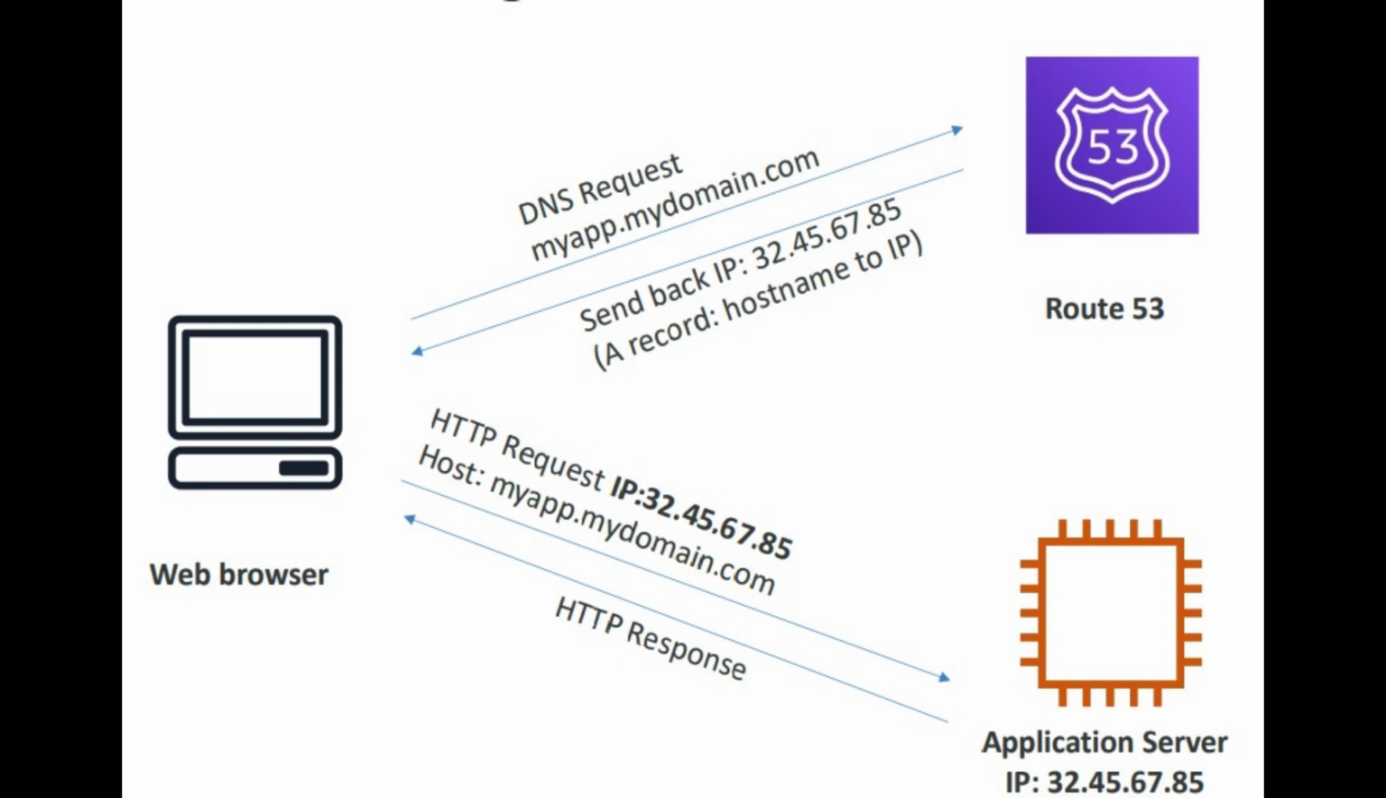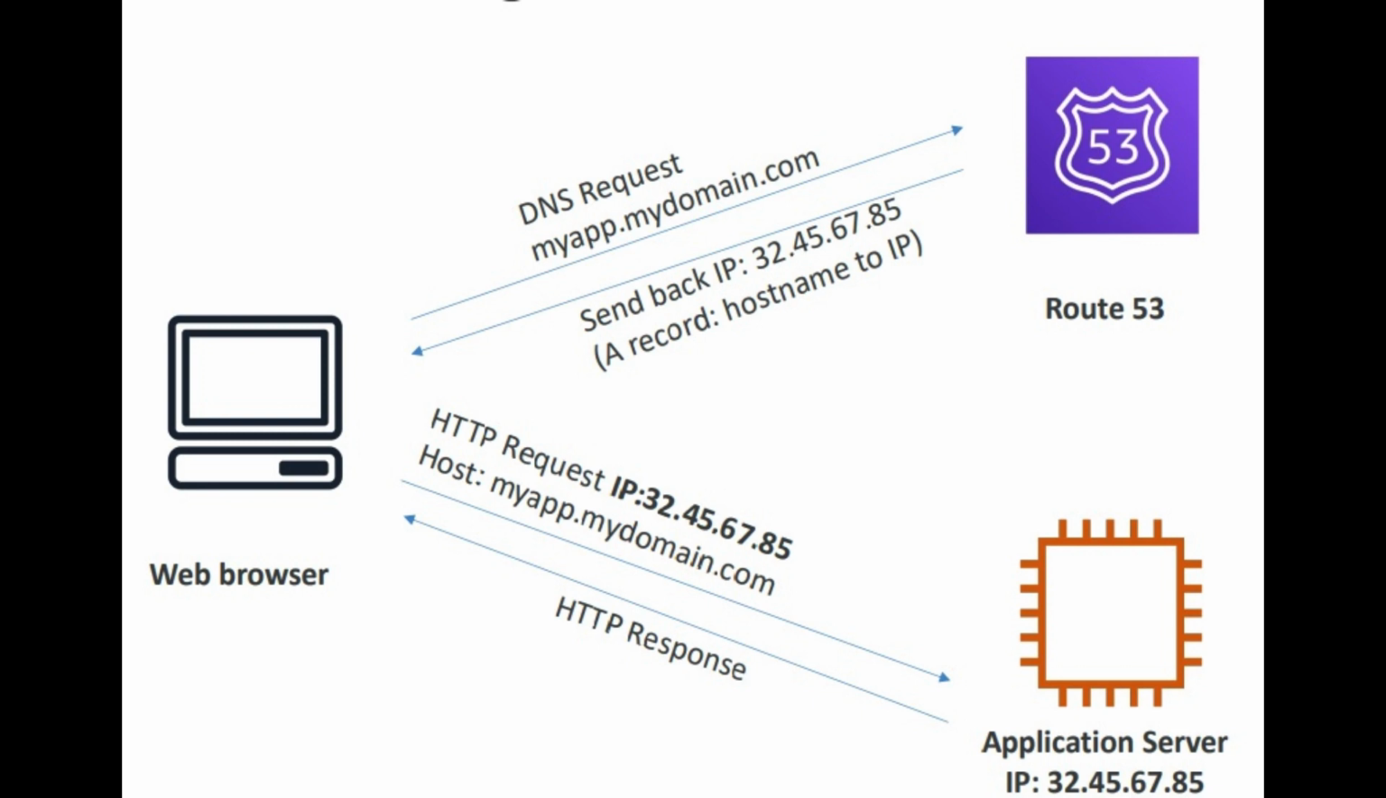Once the web browser receives the IP address 32.45.67.85, it proceeds to send an HTTP request to this address. The browser includes the original hostname, myapp.mydomain.com, in the host header of this request. This step is crucial for reaching the correct application server.